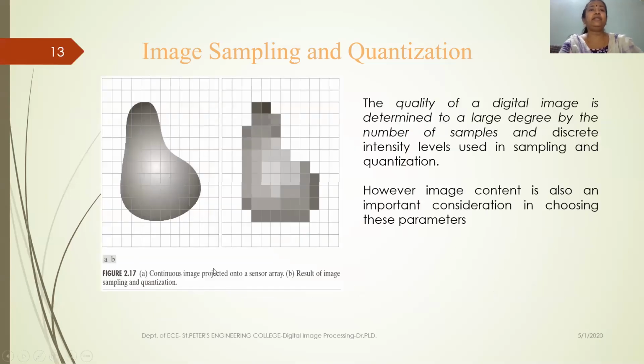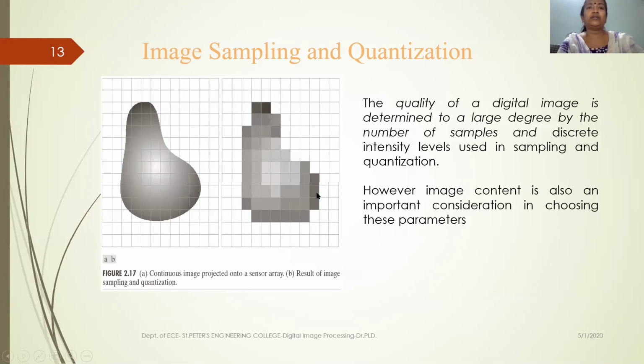This is an example here. If you observe the same example of background with the white and foreground with the black, and after digitizing a continuous image projected onto a sensor array, the resultant image with the sampling and quantization shows in such a way. So sampling and quantization, these are the intensity values given based on these particular locations.